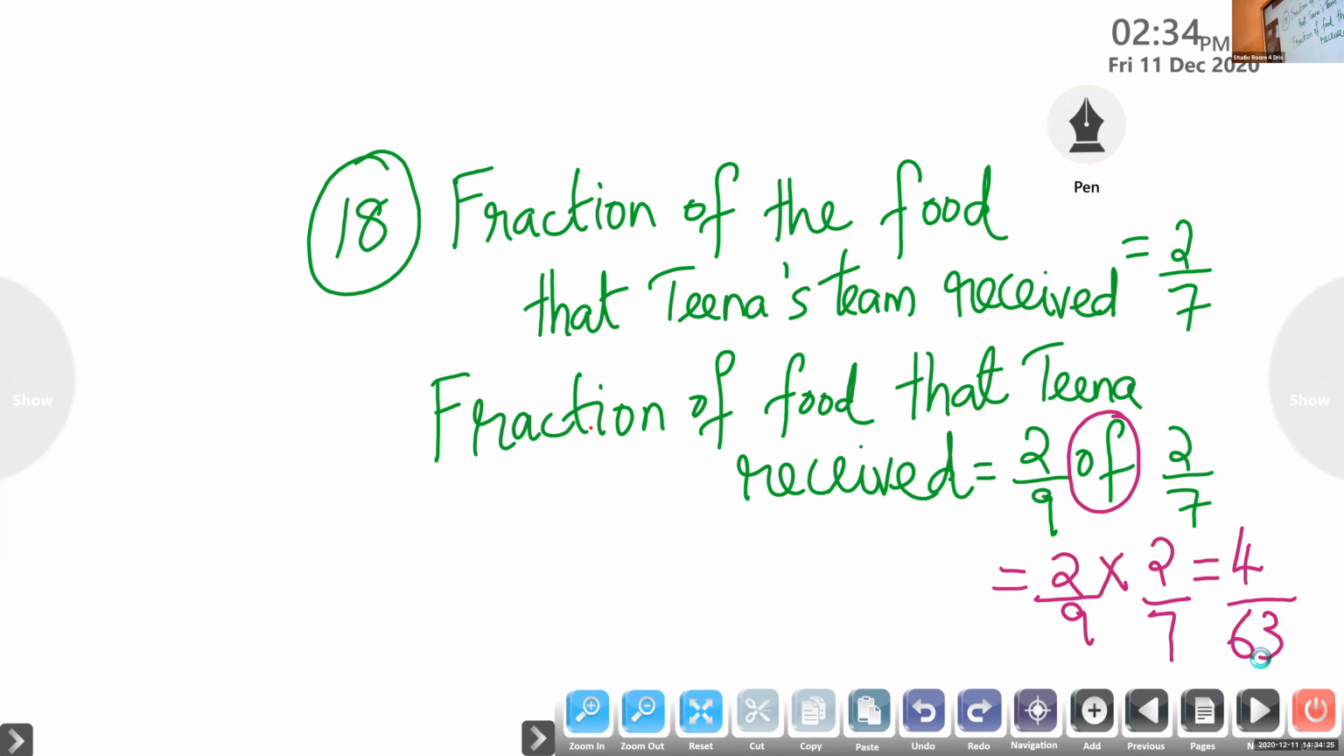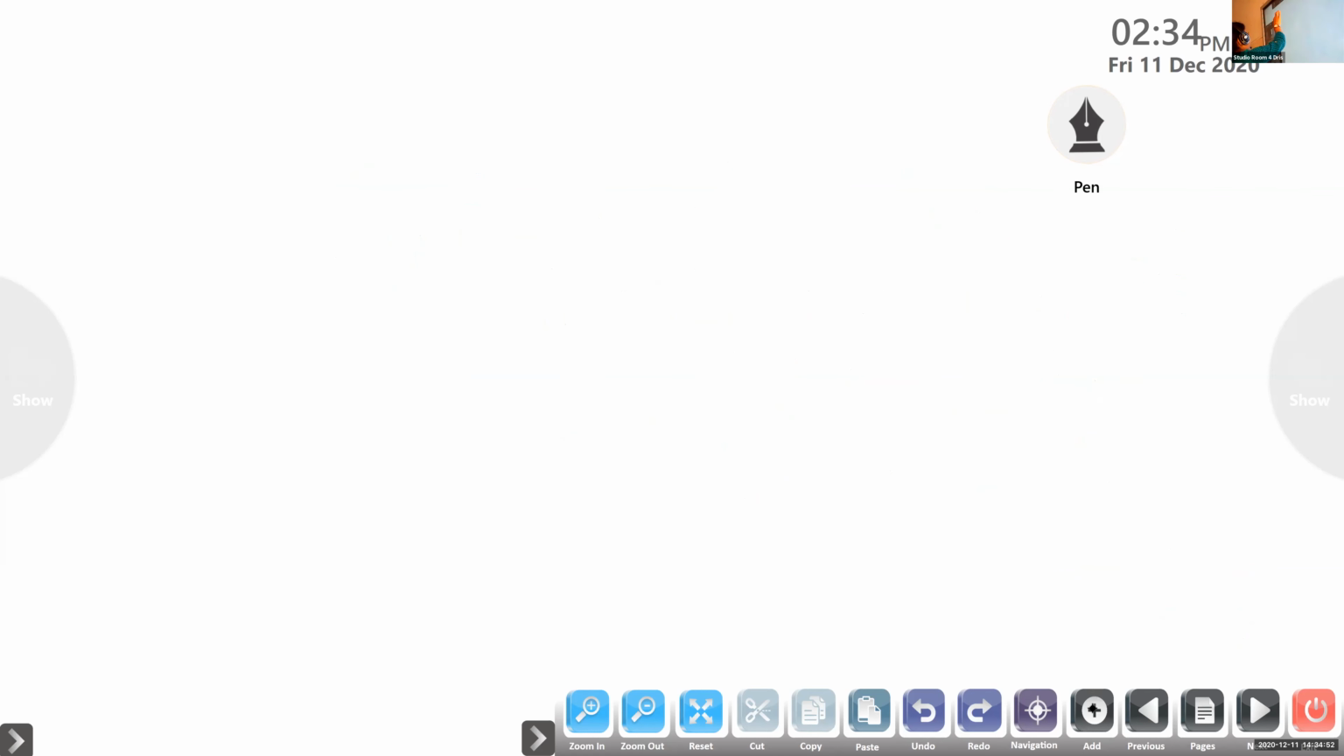Okay. So here, what is given? The fraction of the food that Tina's team received. The whole team is receiving 2 by 7. Here, Tina's team received 2 by 7. From that team share, she's getting only 2 by 9 of 2 by 7. So instead of "of" you can write multiply. So the answer is 4 by 63. We can write therefore, or we can write so.